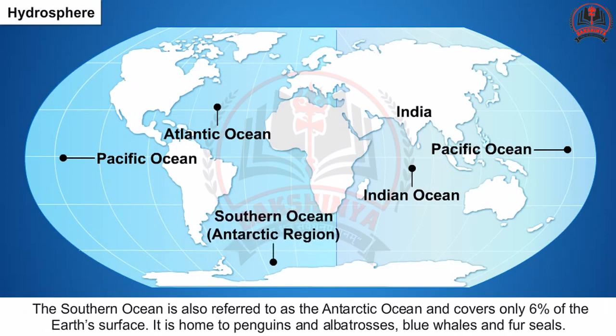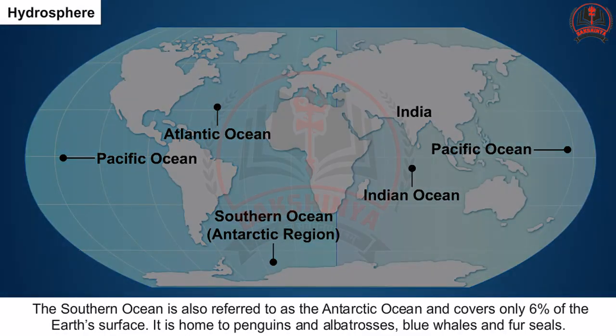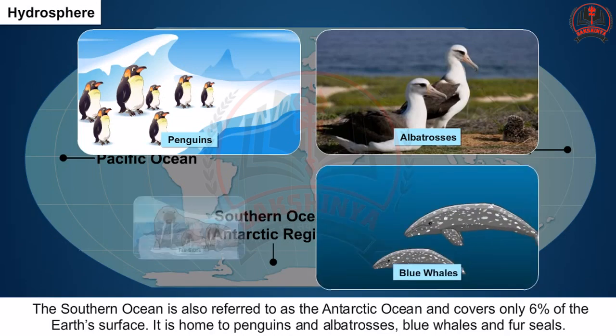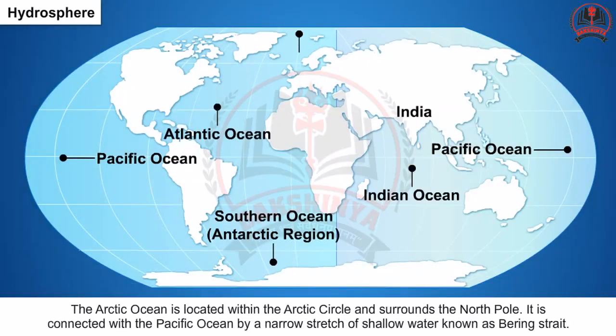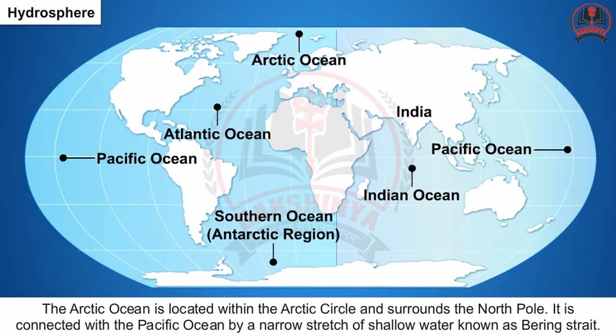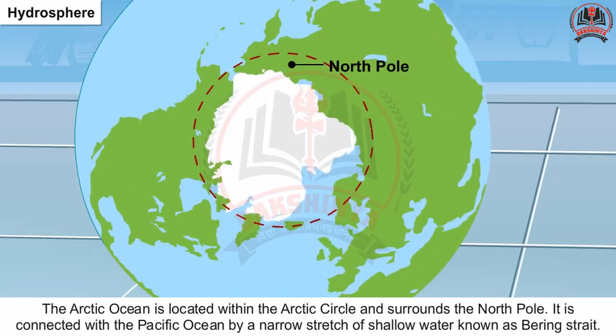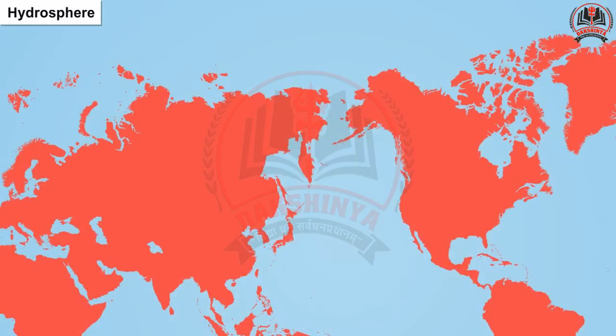4. The Southern Ocean is also referred to as the Antarctic Ocean and covers only 6% of the Earth's surface. It is home to penguins and albatrosses, blue whales and fur seals. 5. The Arctic Ocean is located within the Arctic Circle and surrounds the North Pole. It is connected with the Pacific Ocean by a narrow stretch of shallow water known as Bering Strait.